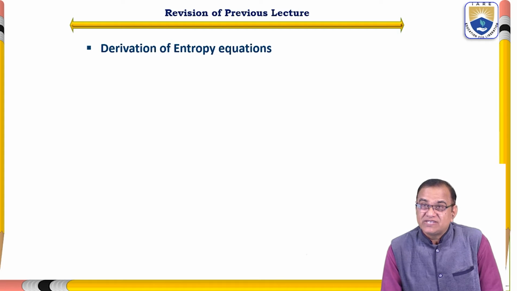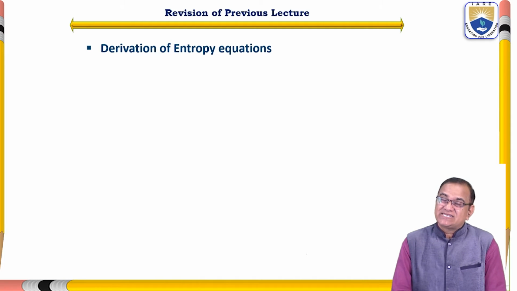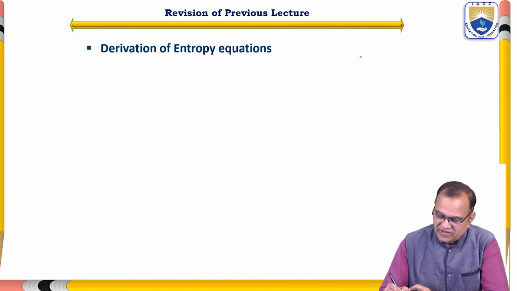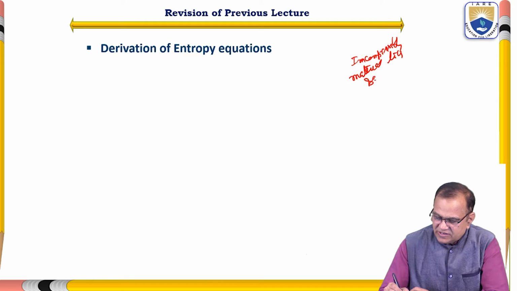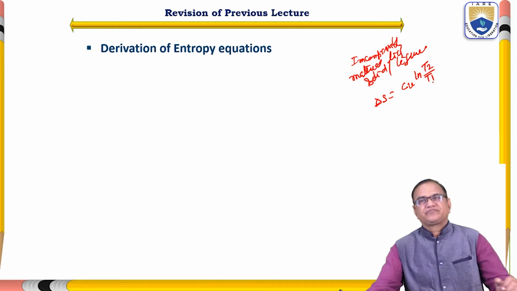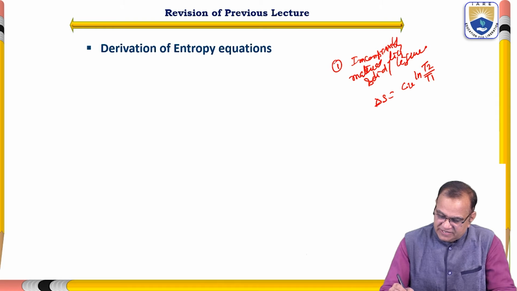In the derivation of the entropy equations, we have seen that for incompressible materials like solids and liquids, delta S is equal to Cv ln T2 by T1. This is for the incompressible material.